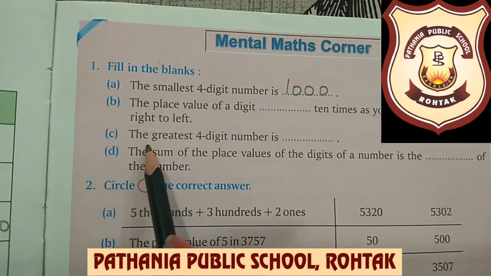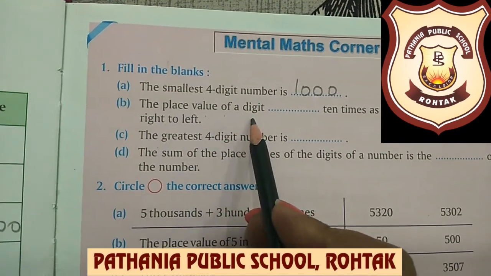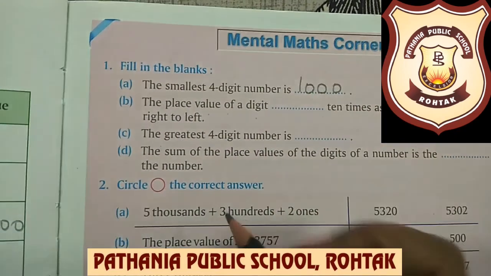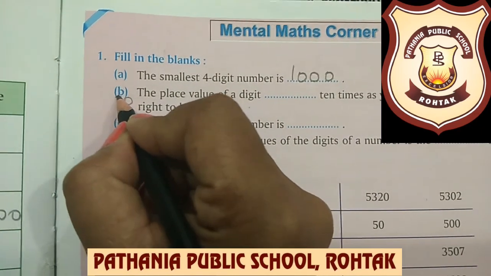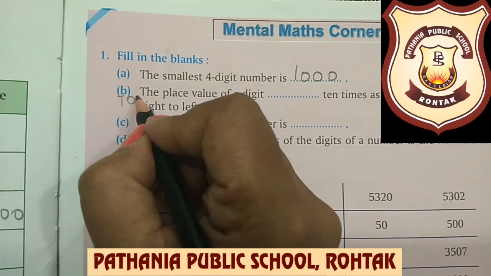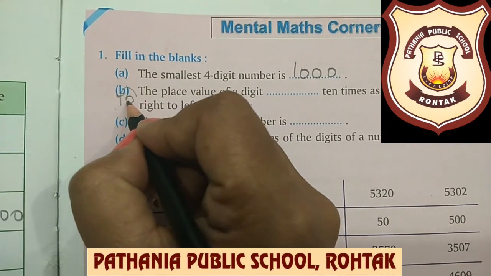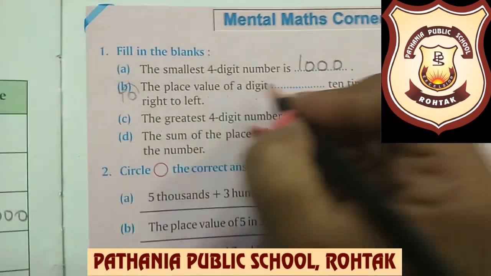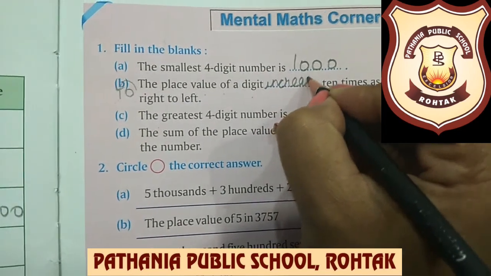When you move from right to left, the place value of a digit becomes how many times? See, if I am at ones and I'll move to tens. So this is the right side and this is the left side. If I'll move from right to left, so earlier it was ones, now it is tens. So it increases 10 times.